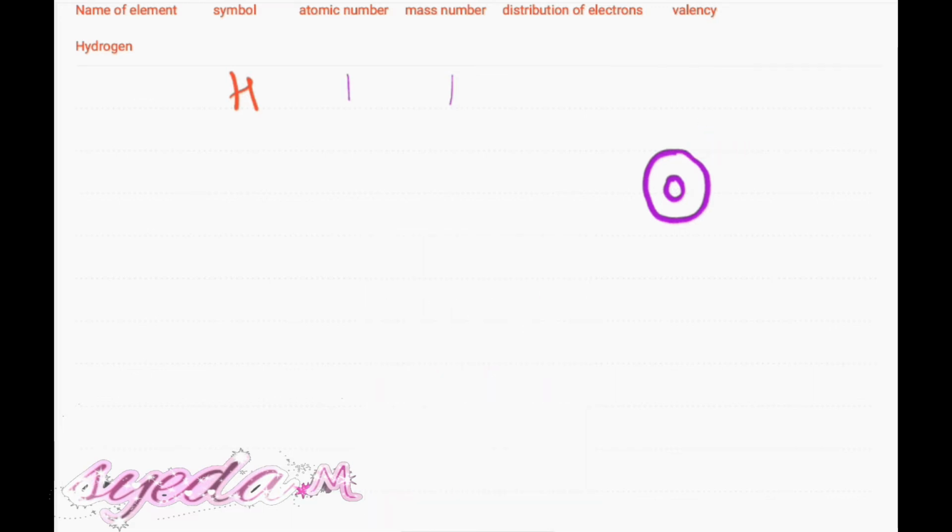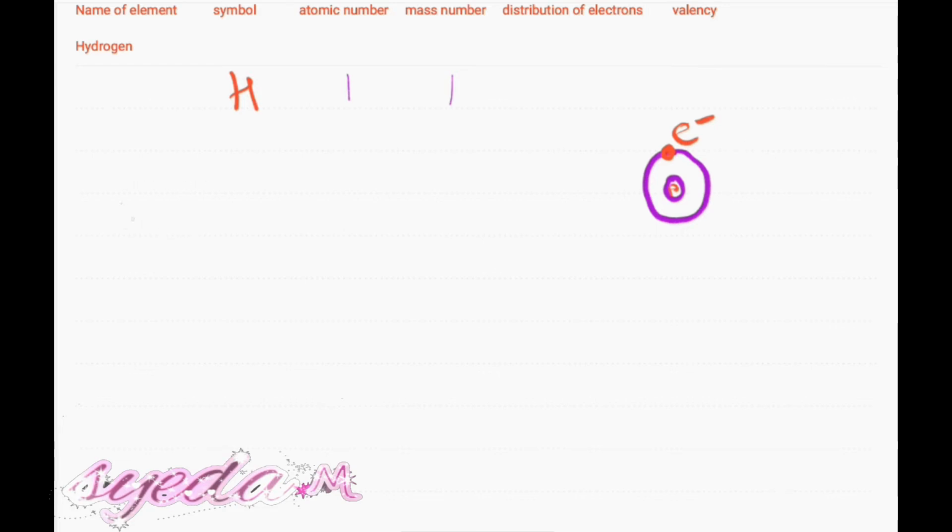So if it is having 1 proton, 1 p is present, right? So how many electrons should it have? It should have 1 electron. Now if you take hydrogen, that is the simplest, first element of the periodic table. It has just 1 orbit, which will be the first and last orbit. So the valency of hydrogen here is 1.